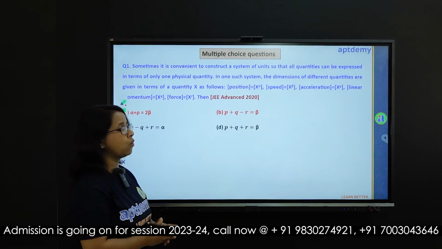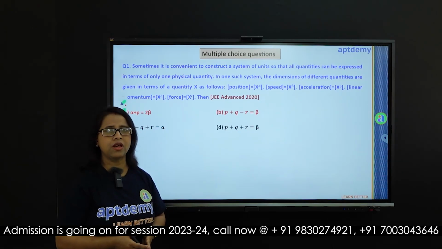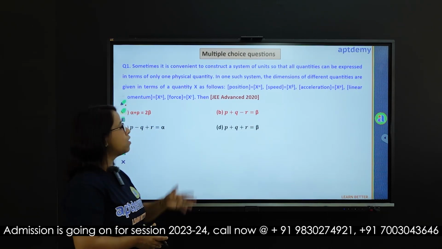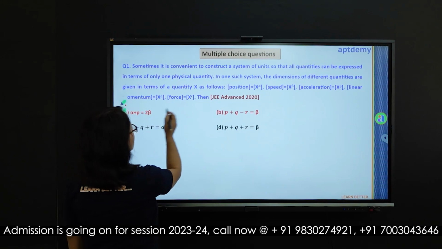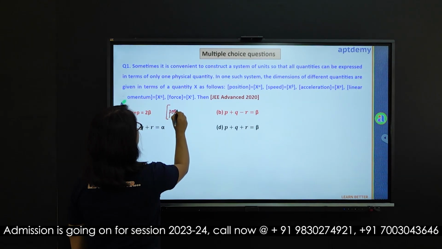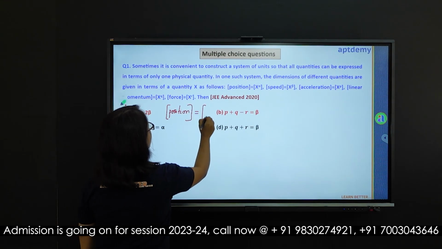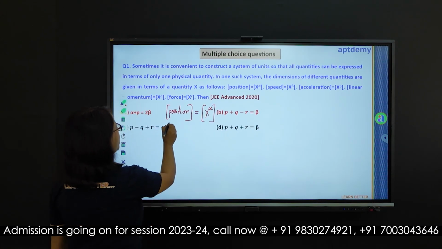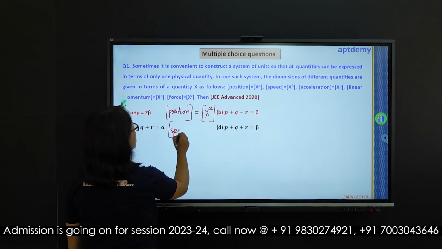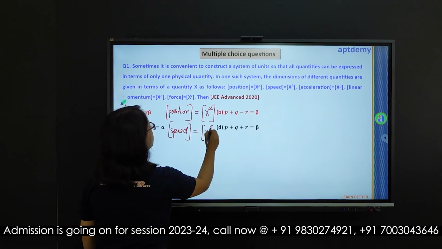Let us first look at the quantities and try to recall the relations between these physical quantities so that we can derive the required condition or conditions. So the first thing that we have here is position. The dimension of position is represented as x to the power alpha. Now we have speed next, indicated by x to the power beta.